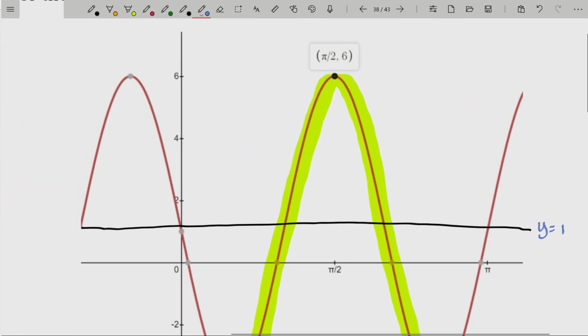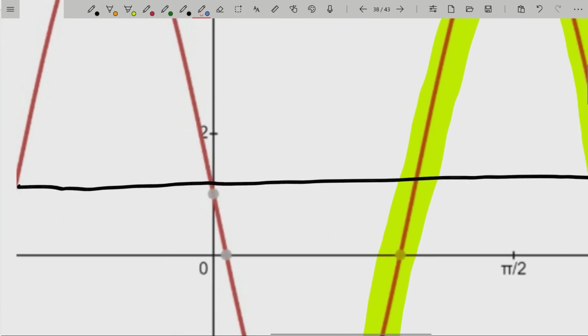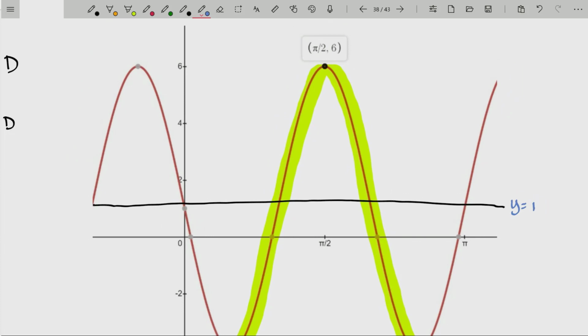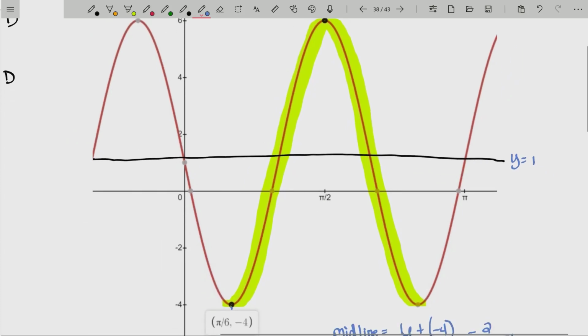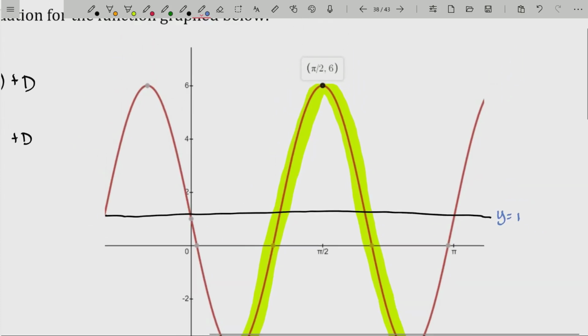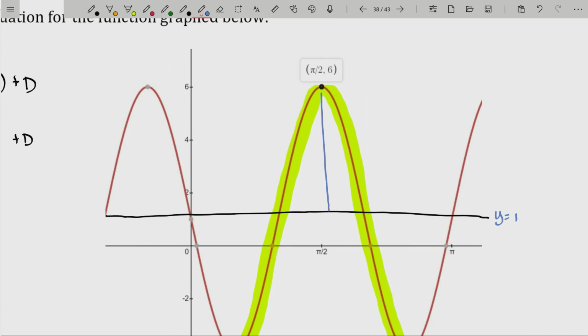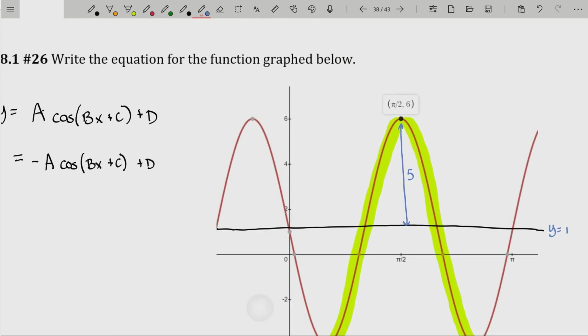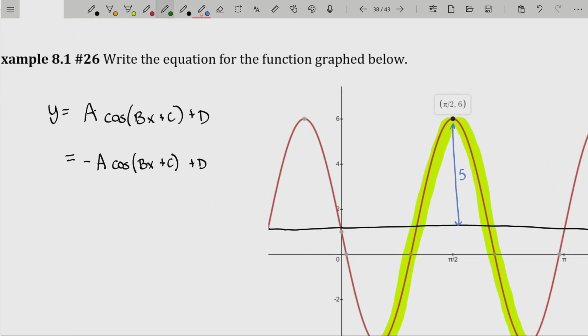And it does look like our midline occurs at a height of 1. To find the amplitude, it's the distance between that midline and either your maximum or your minimum. They're the same distance, and we happen to know that this distance is 5: 6 minus 1. So there we go. Amplitude is 5. So this equals a negative 5 cosine of bx plus c plus d.